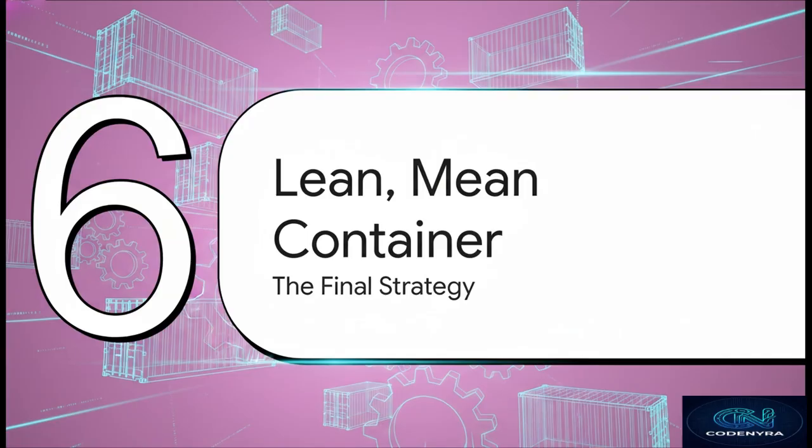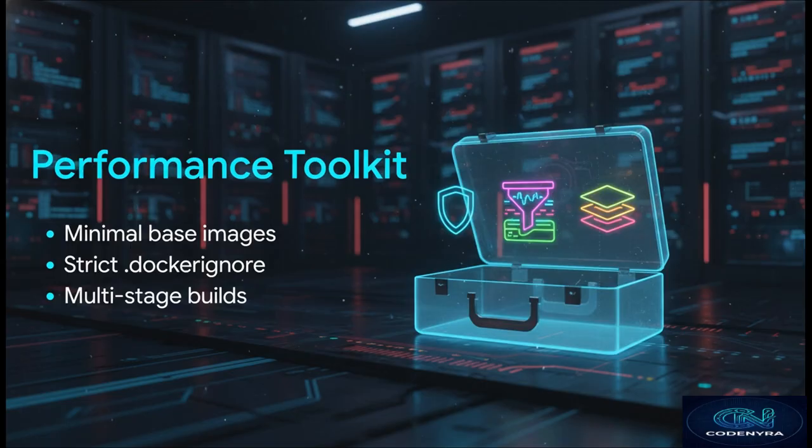Finally, Section 6, the lean, mean container. Let's pull this all together. All right, here is your high-performance container toolkit to achieve that magical 90% reduction. Pin minimal base images like Alpine or Distroless. Use a ruthlessly strict Docker ignore file. Implement those multi-stage builds. Order your layers properly to maximize your cache hits. And finally, make sure BuildKit is enabled for parallel execution.